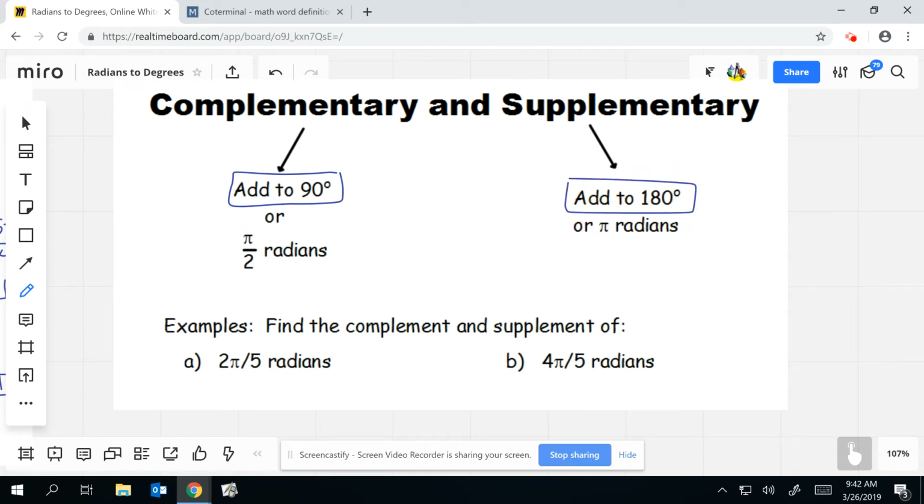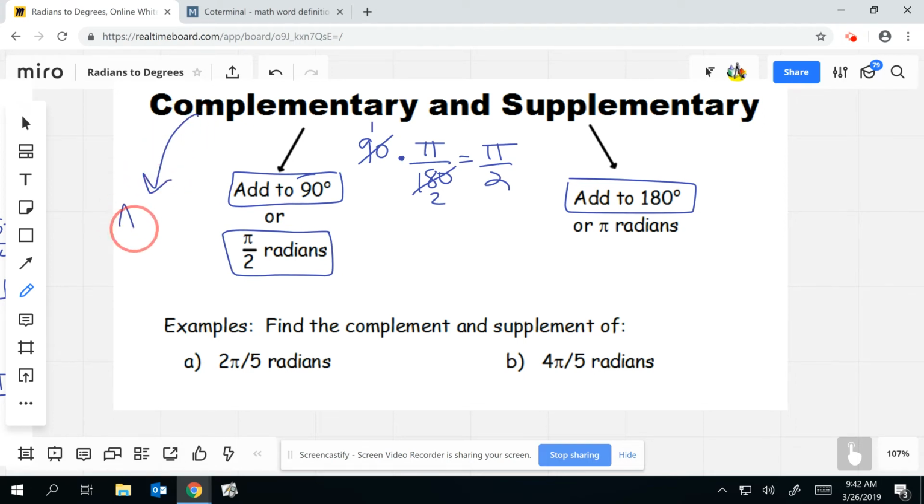If you took 90 degrees and did yesterday's assignment where you multiplied it by pi over 180 to convert it to radians, and you know that 90 goes into 180 2 times, you would get pi over 2 radians. So complementary angles, not only do they add up to 90 degrees, but they also add up to pi over 2 radians because that's the same as a right angle. Complementary means they add up to a right angle.